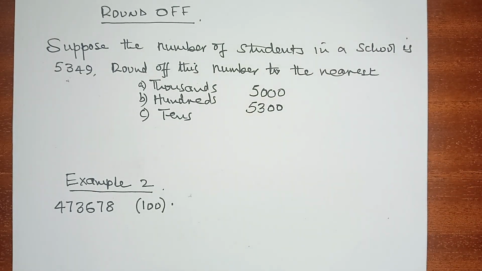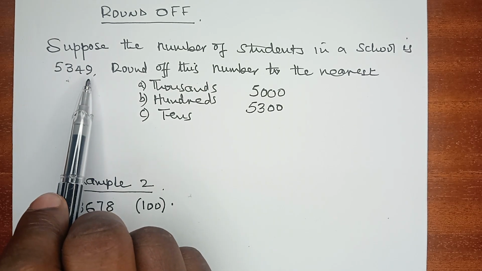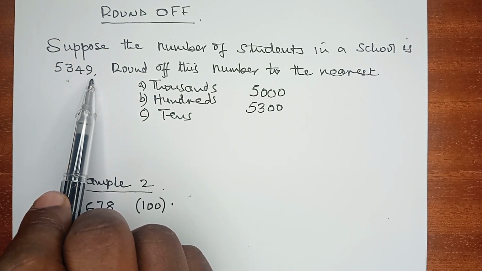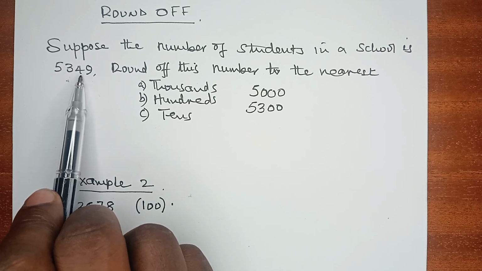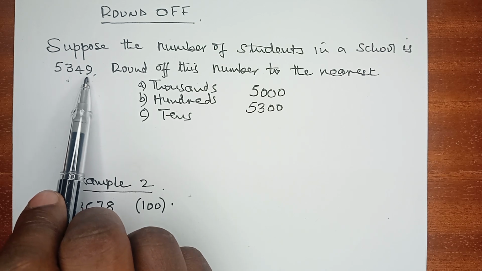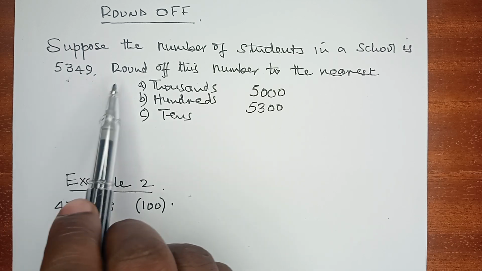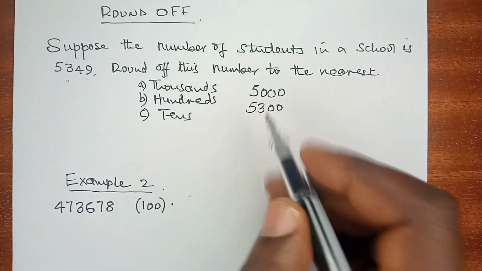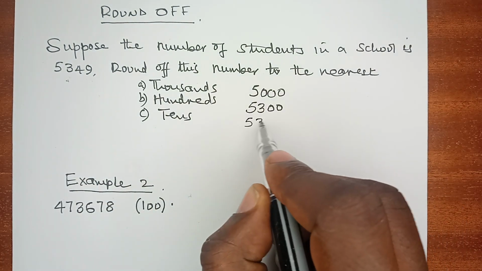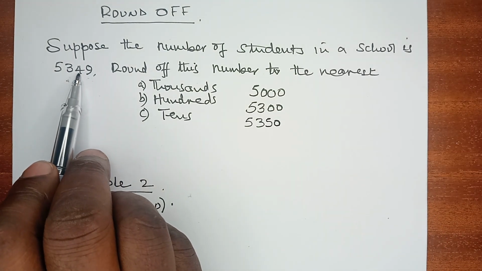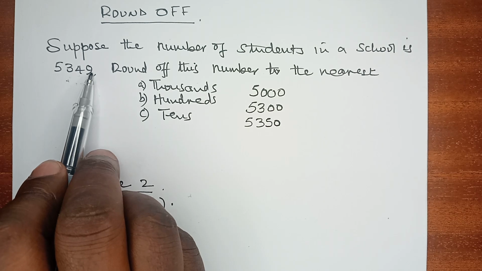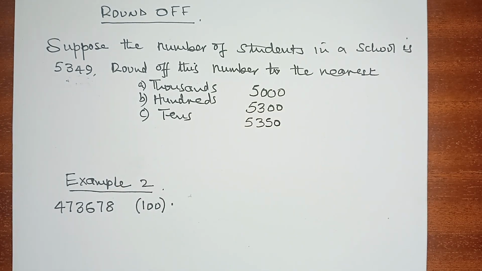5,300. And now to the nearest tens, we consider the number in the ones position, and if it is big enough to affect the 4. In our case we have a 9. 9 is big enough, it's more than 5, of course, so it will easily affect the 4. And to the nearest tens, then we have 5,350. This 9 now affects the 4. The 4 becomes 5, and the 9 becomes 0.